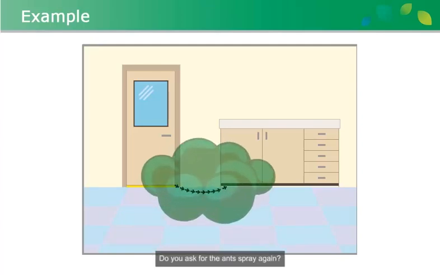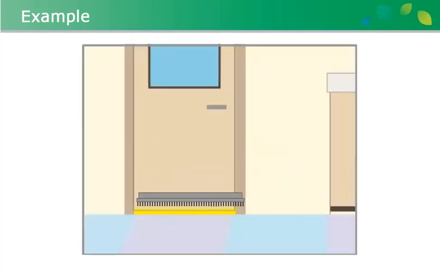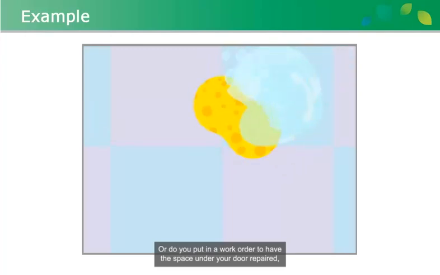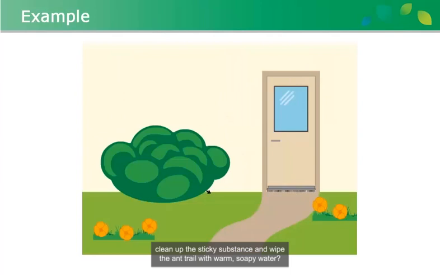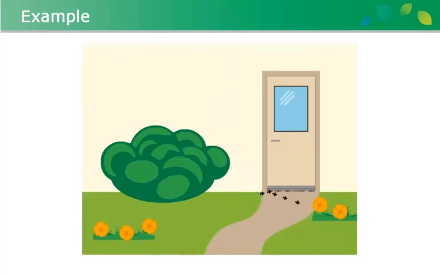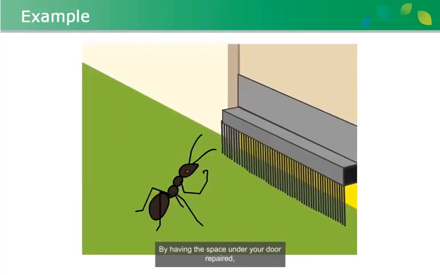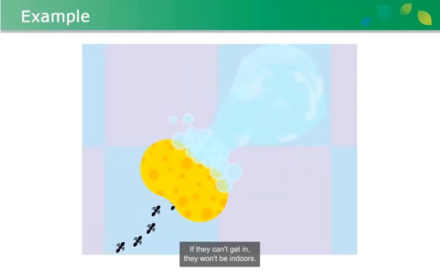What should you do? Do you ask for the ant spray again? Or do you put in a work order to have the space under your door repaired, clean up the sticky substance, and wipe up the ant trail with warm soapy water? By having the space under your door repaired, you eliminate access. If they can't get in, they won't be indoors.